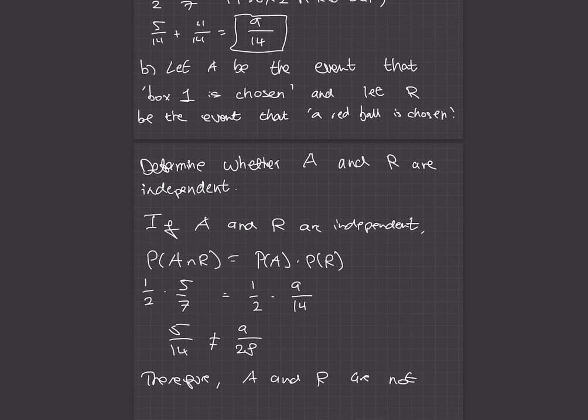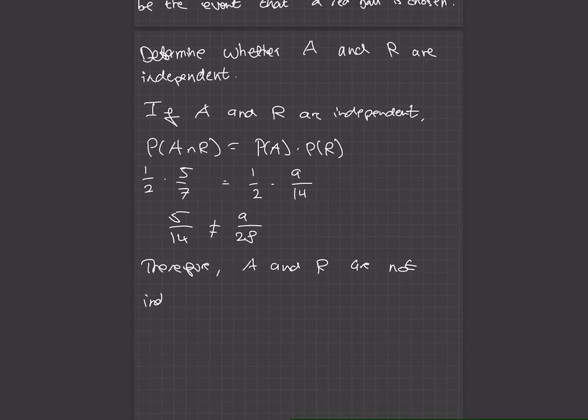There are other ways you can do this. You could look at conditional probabilities. Another way is that the conditional probability of A given R should just be the probability of A, because it doesn't matter whether R happened or not. But I think this is the easier way. Hopefully that was clear. Sorry, this second part was worth 2 marks, by the way.